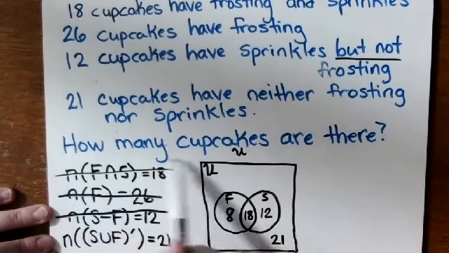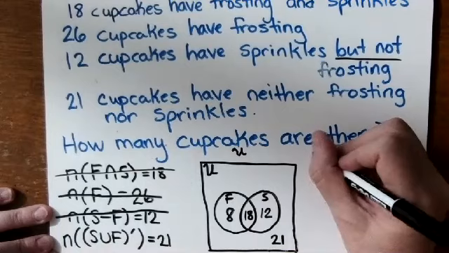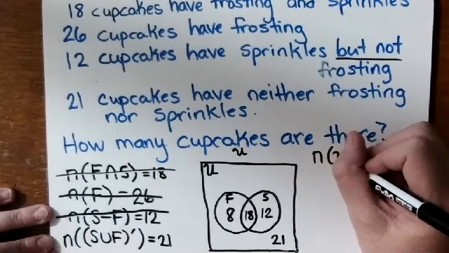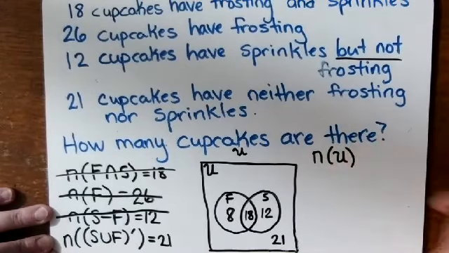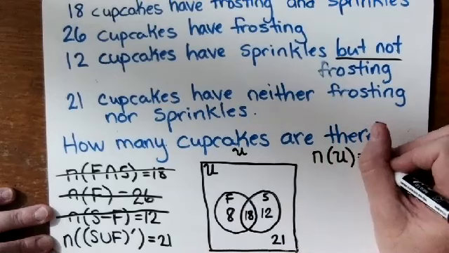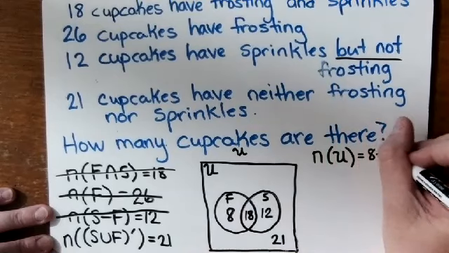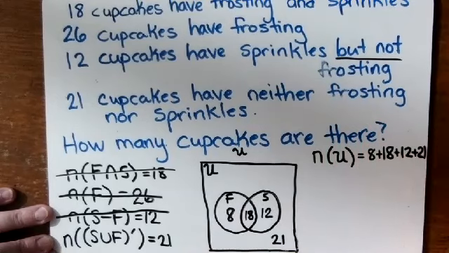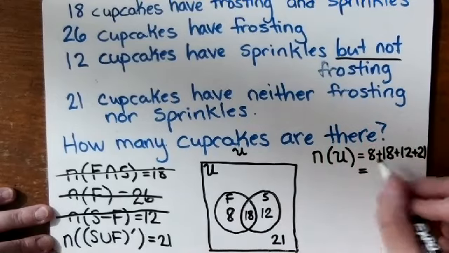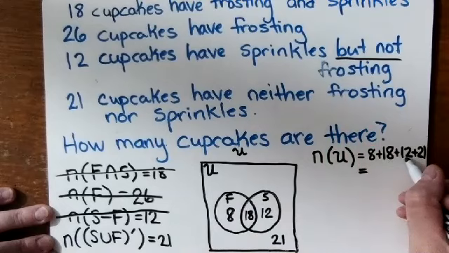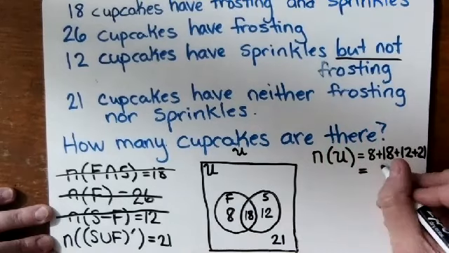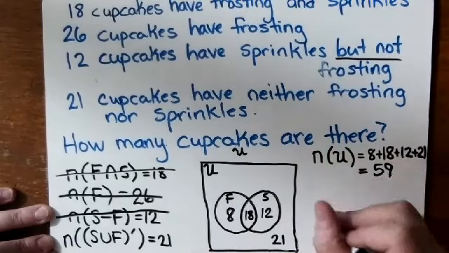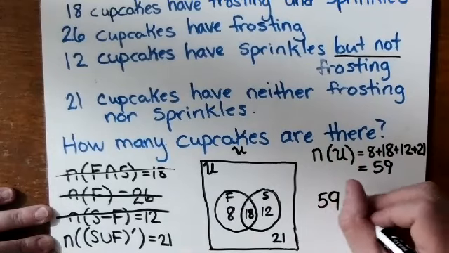So how many cupcakes are there is the question of what is the number of elements in the universal set. That is to add every region in our Venn diagram. So we're going to add the 8 plus the 18 plus the 12 plus the 21. And that gets us 10, 20, 30, 40, 50, 59. So there's 59 cupcakes.